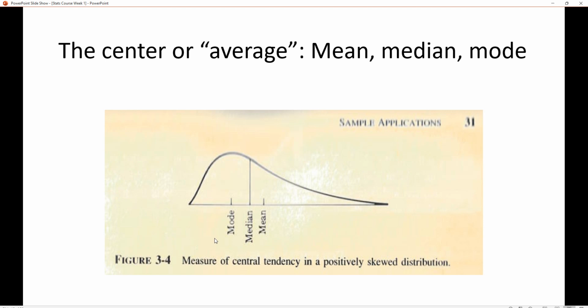But in a positively skewed distribution, we can see how the three values differ. The mode represents the most common value, and in a distribution that would be the highest point. The median represents that middle value, and then the mean would be to our far right. In a skewed distribution, the mean gets pulled in the direction of that skew. So if we were looking at a negatively skewed distribution, we'd see the mean over to the left, the mode to the right, and in the middle we would have the median.